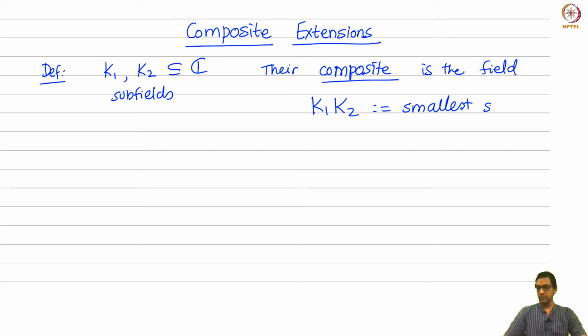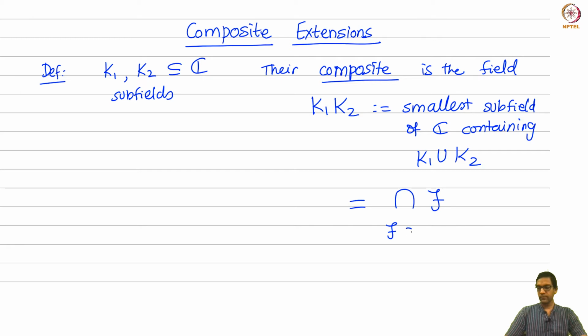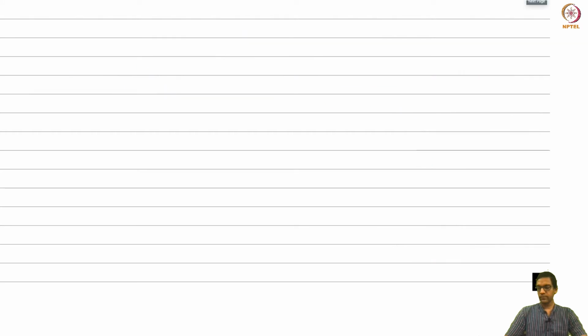So it contains both of them. The smallest subfield of C containing both K1 and K2. Another way of saying this is to say you just take the intersection of all F, where script F is a subfield which contains K1 union K2. F is a subfield of C. So this is called the composite of two given subfields of a larger field in general.